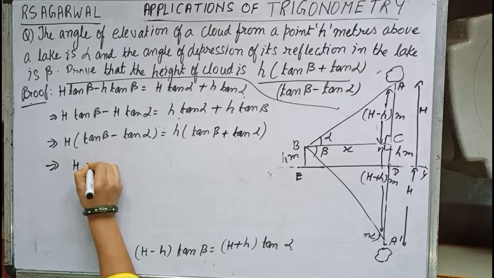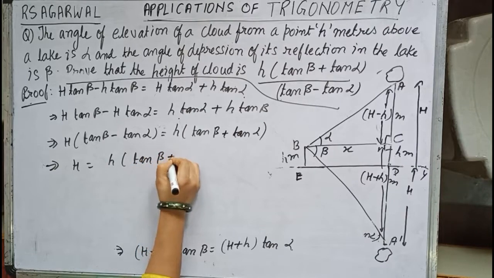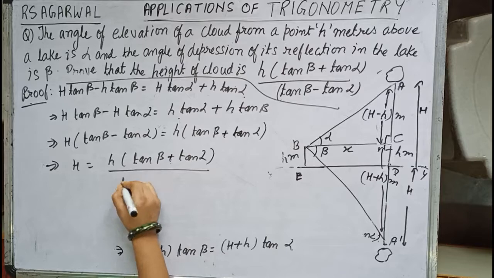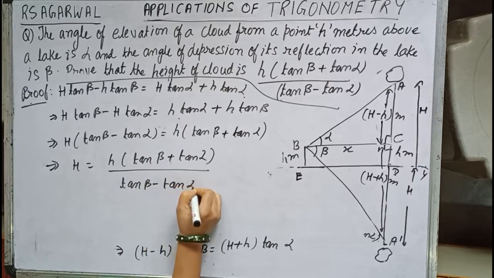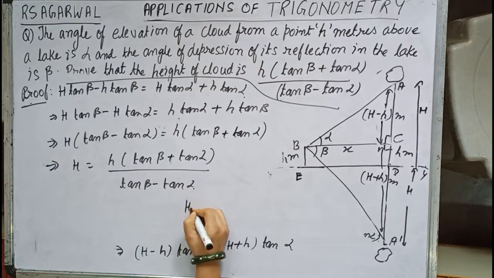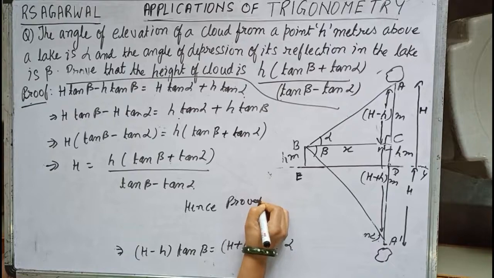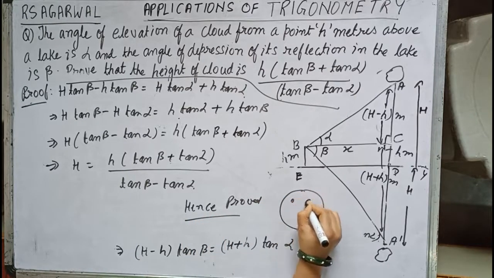This implies capital H equals small h tan beta plus tan alpha by tan beta minus tan alpha, and hence what we will write? Proved. And if you have done by your own, this happy face is for you.